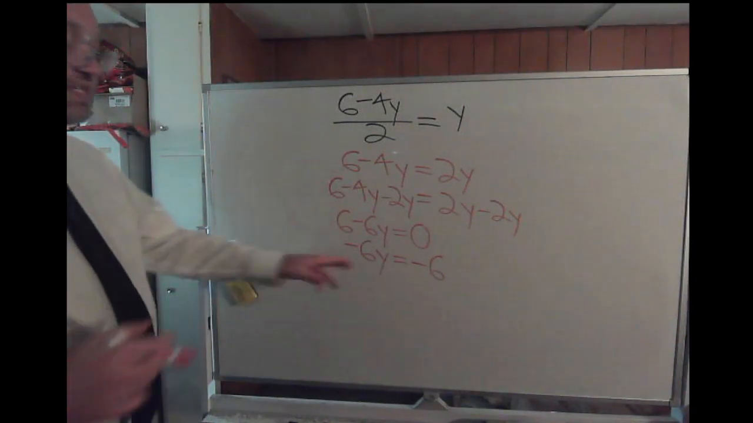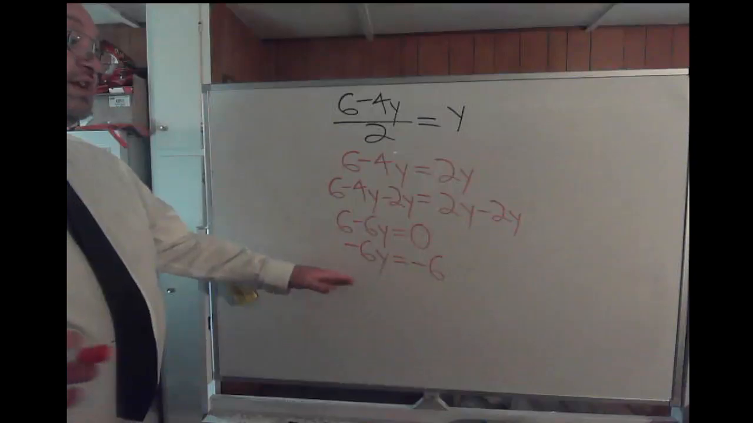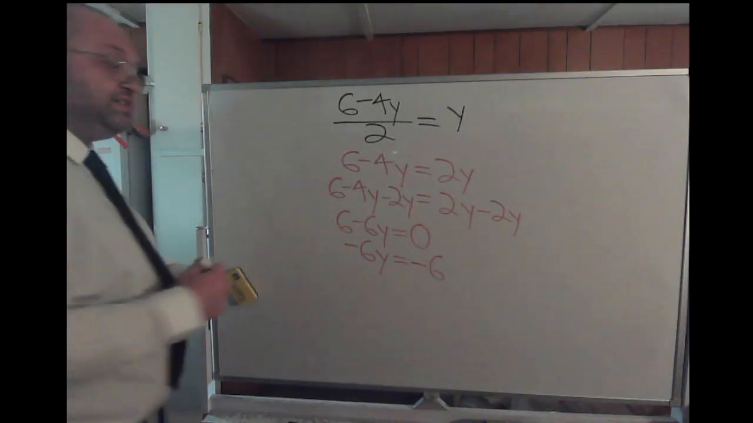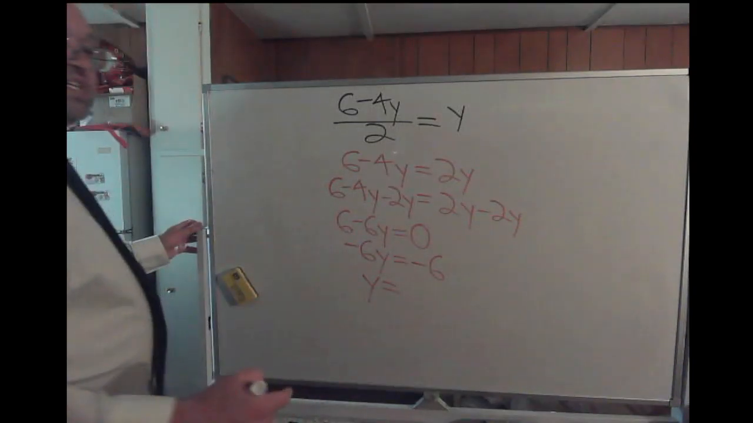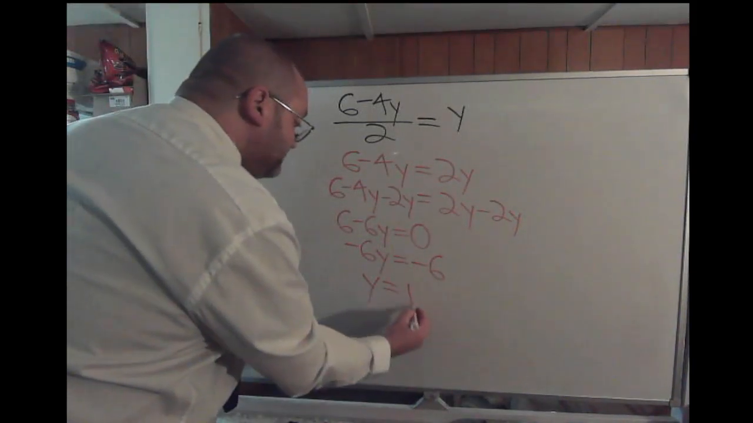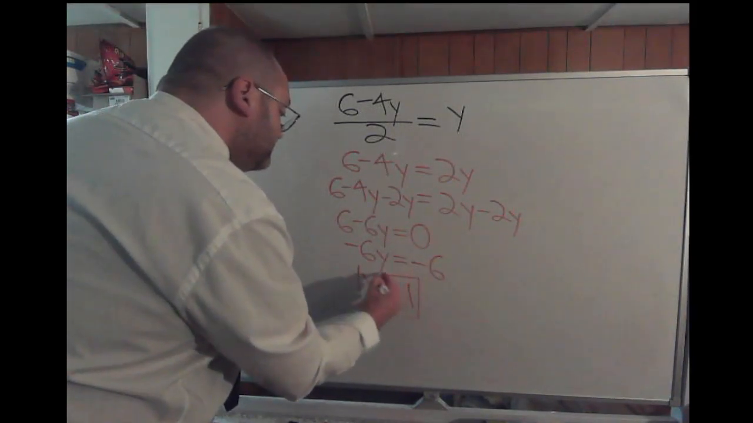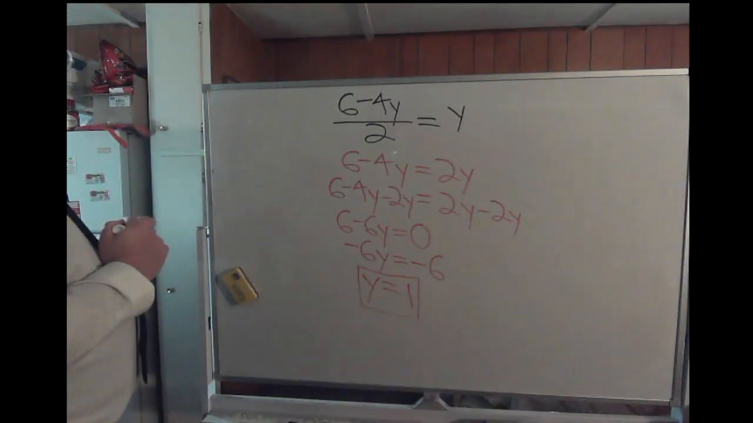When we have negative 6y, we want to just solve for y. You've got to divide both sides by negative 6. Divide the left side, you'll get y. The right side, negative 6 divided by negative 6, that's positive 1. So the answer you get is y equals positive 1.